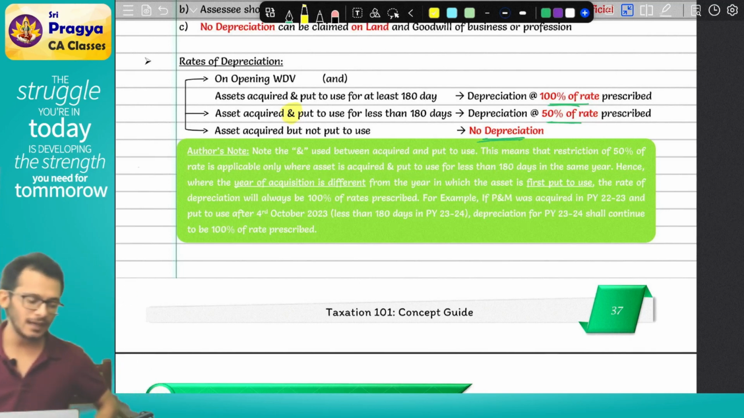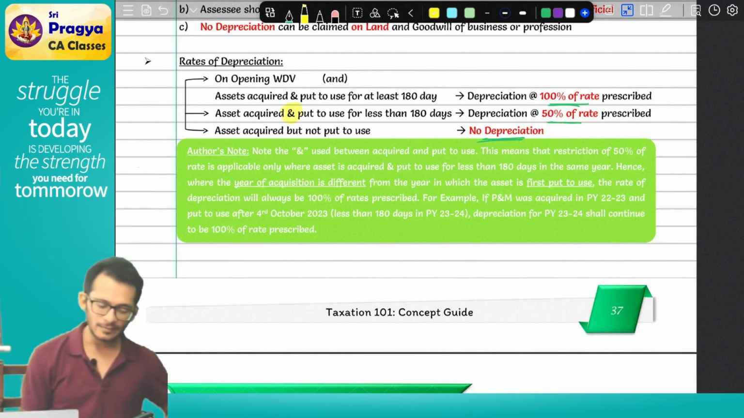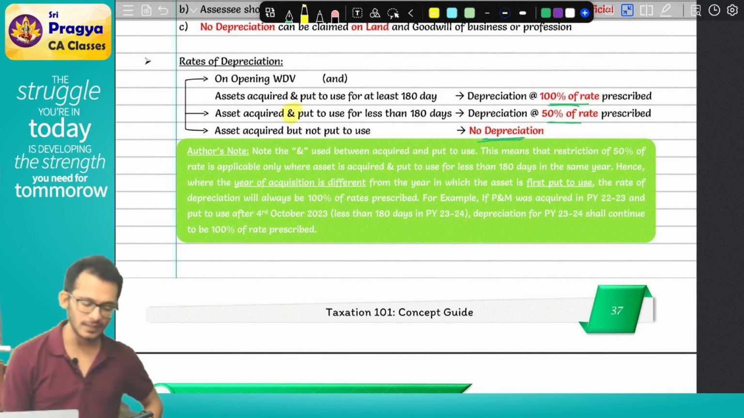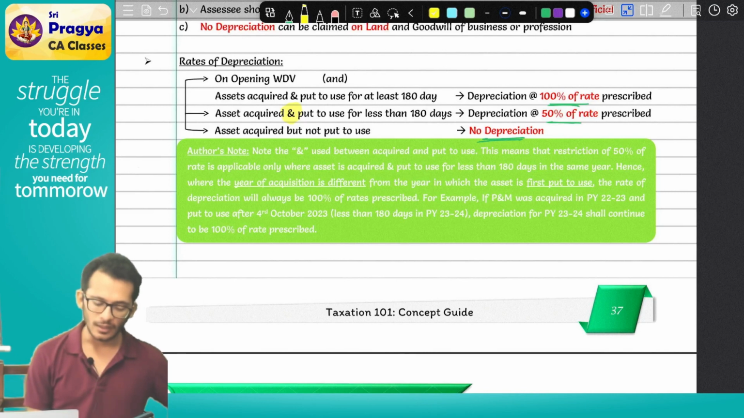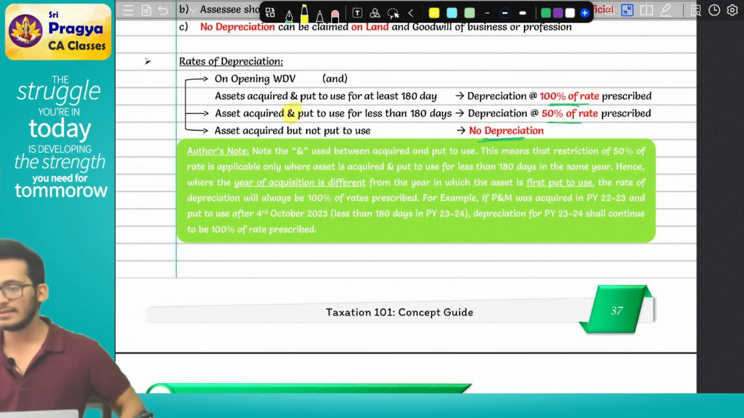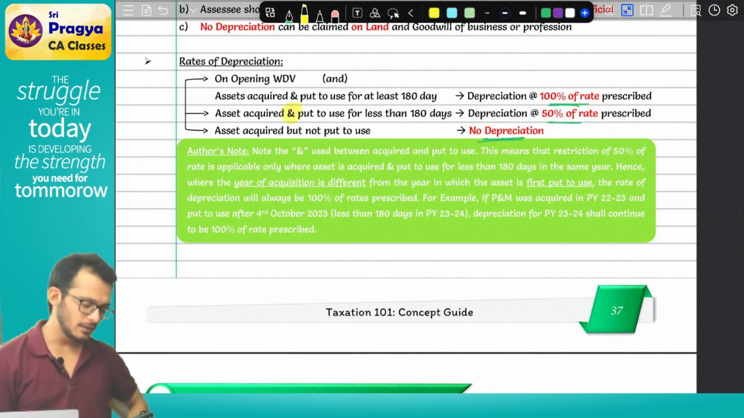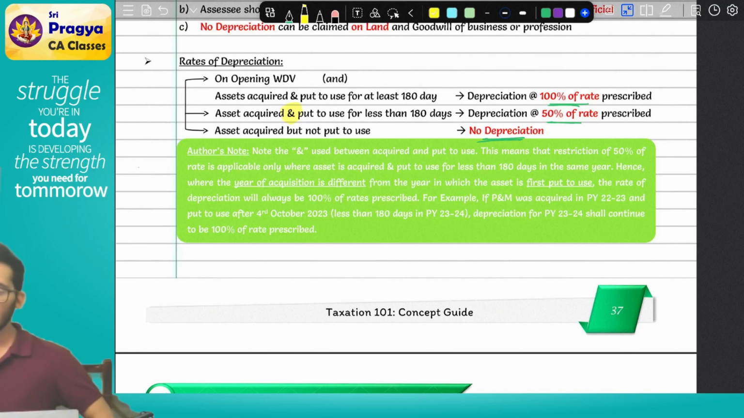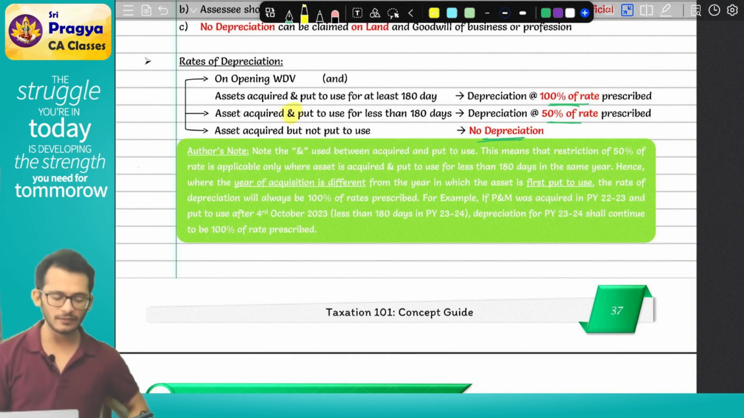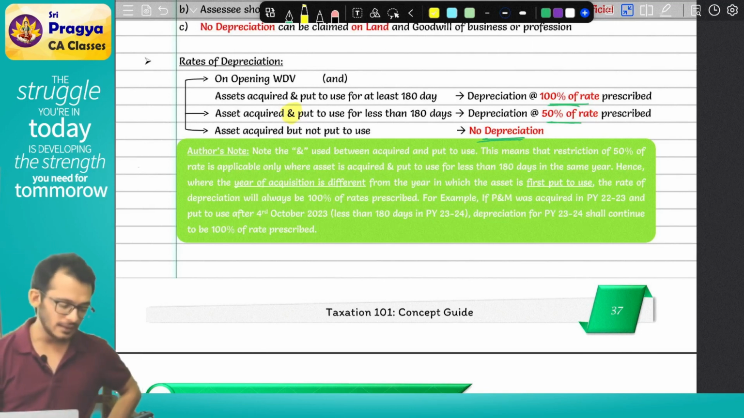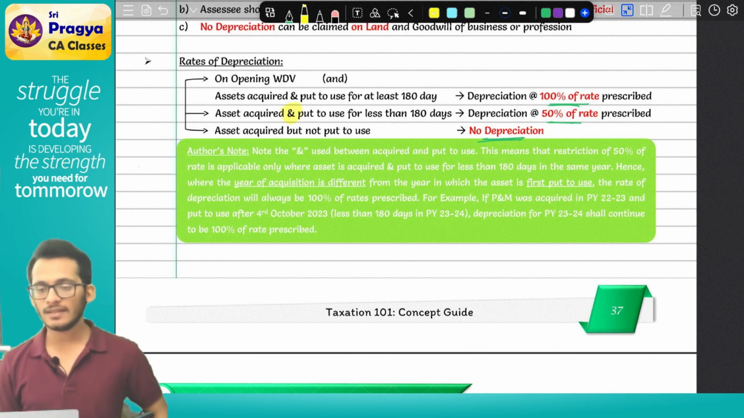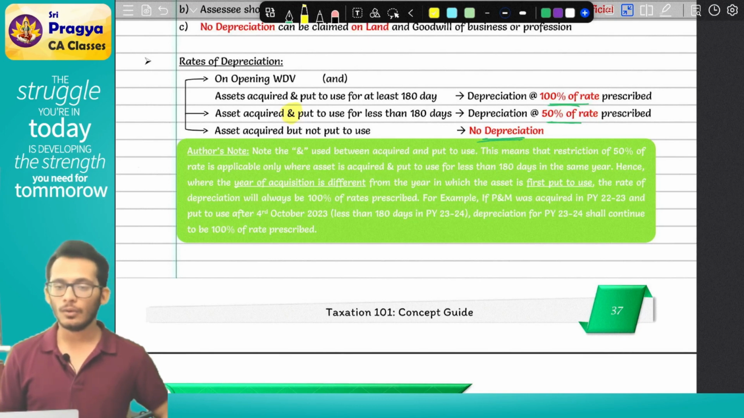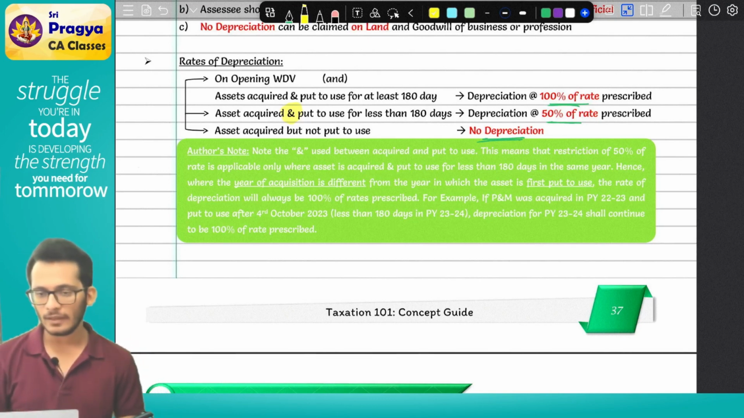Notice the word "and" between the acquired and the put to use. This means that the restriction of 50% of the rate is applicable only in case where the asset is acquired and put to use for less than 180 days in the same year. However, where the year of acquisition is different from the year in which the asset is first put to use, the rate of depreciation will go back to 100% because the asset is now part of your opening block.